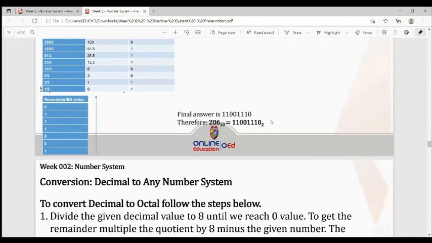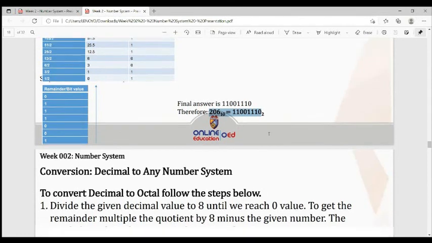Okay, so this is the answer. 206 base of 10 is equal to 11001110 base of 2.